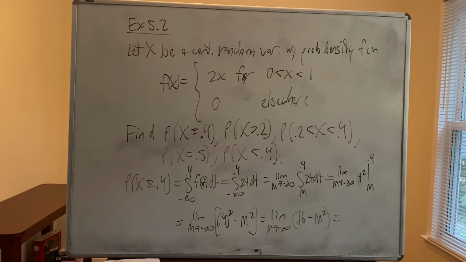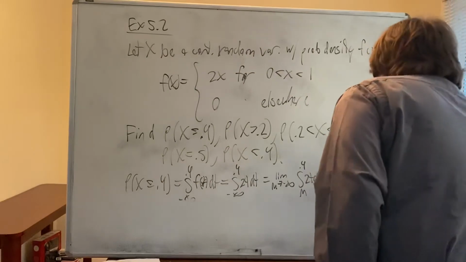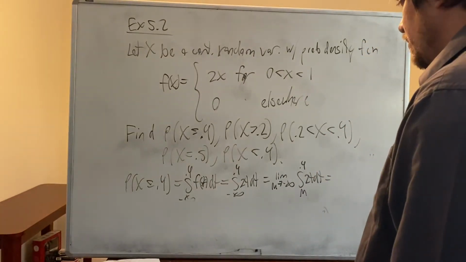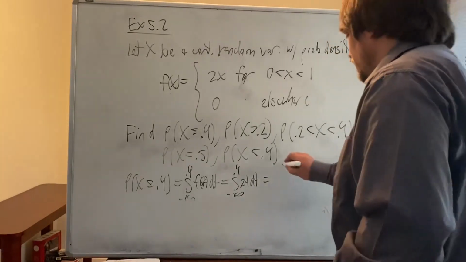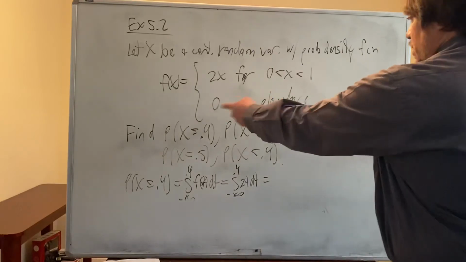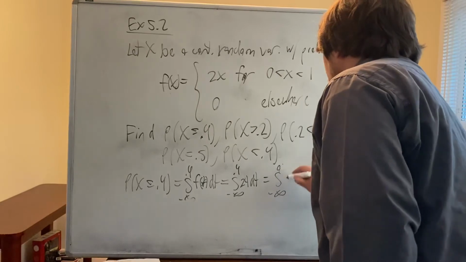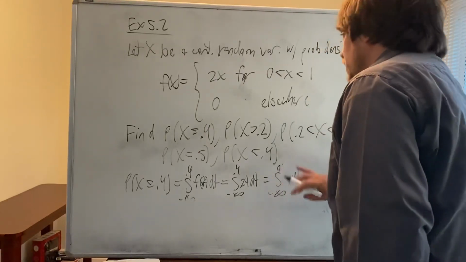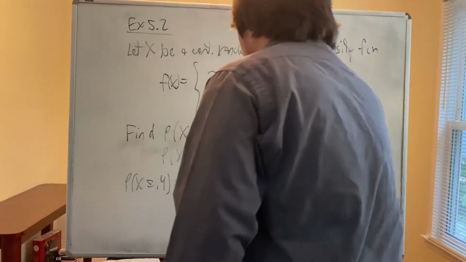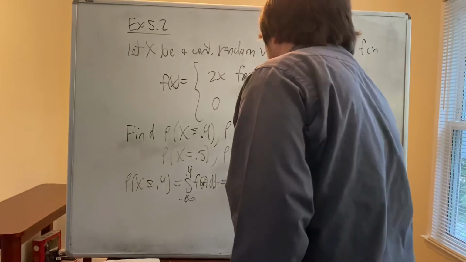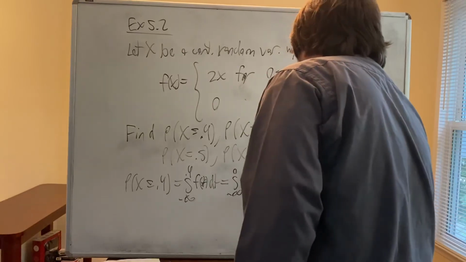Oh, sorry. I don't need to do this. I made a mistake. Okay, so it's 0 elsewhere, so it's only between 0 and 1 where it's 2t. So this is the integral from negative infinity to 0 of f of t dt plus the integral from 0 to 0.4.